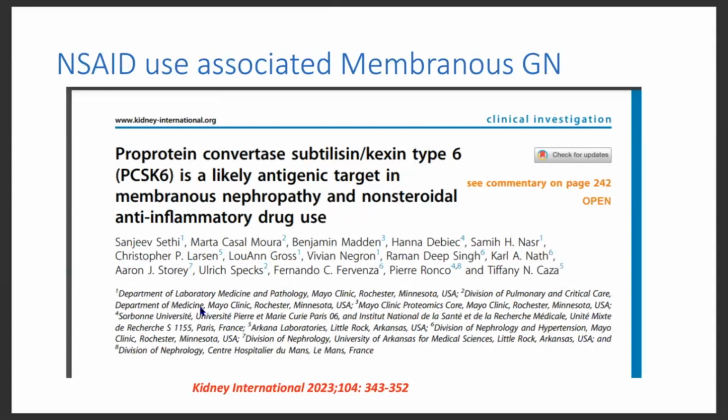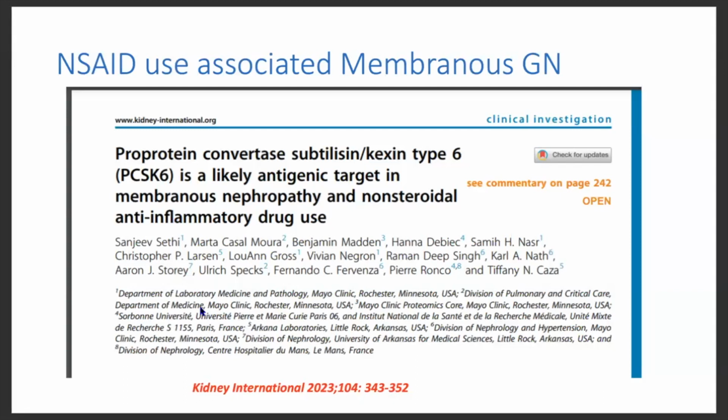And there was an enigma around membranous GN with NSAIDs. It was kind of anecdotal a lot of the time. You have cases of membranous GN, you take a history, and the patient has been taking NSAIDs for a long time. So now we have described and discovered an antigen called proprotein convertase subtilisin/kexin type 6, its long name, but we can call it PCSK6. And this is a target antigen in NSAID-associated membranous GN. So now we know what is happening. Apart from broad disease associations, we now have target antigens by which we can identify specific diseases per se. That's a very important advancement which has been made over the years.